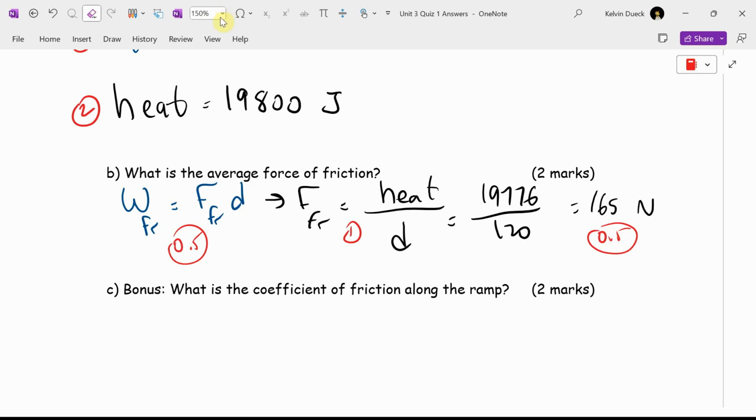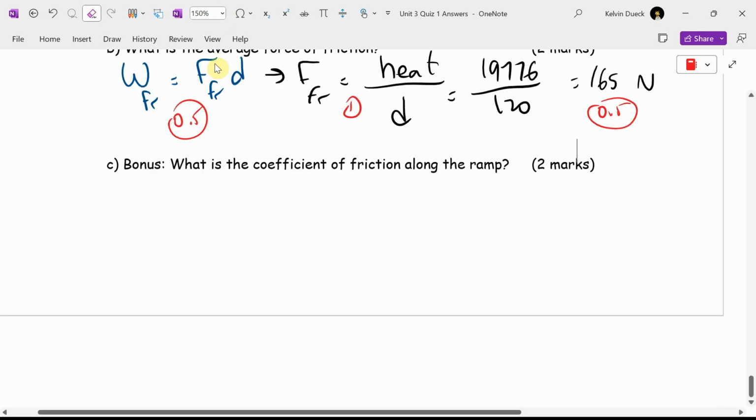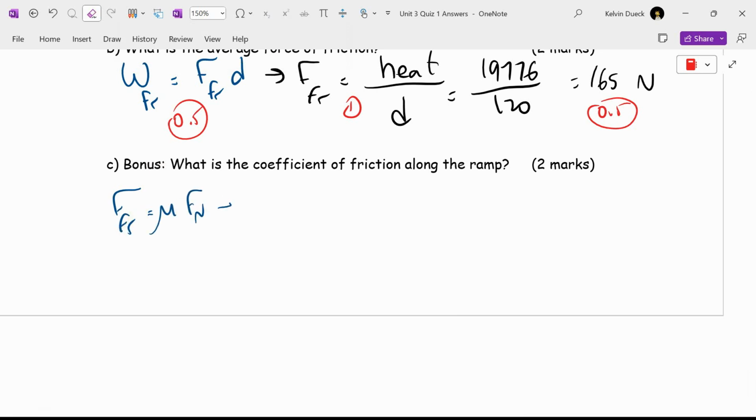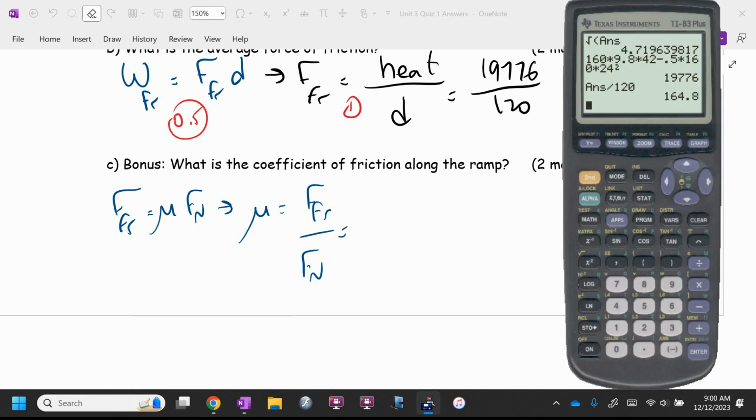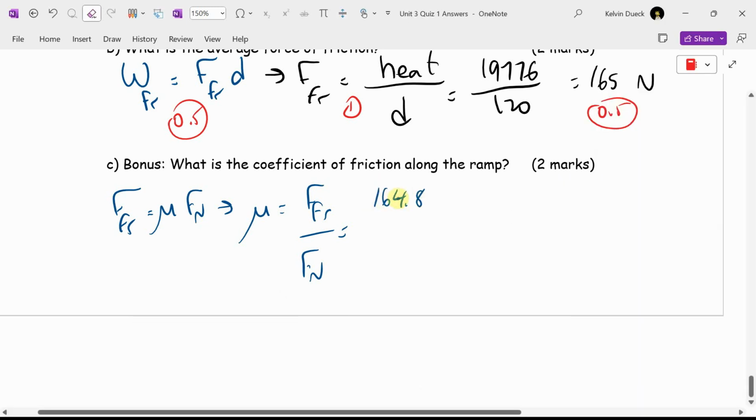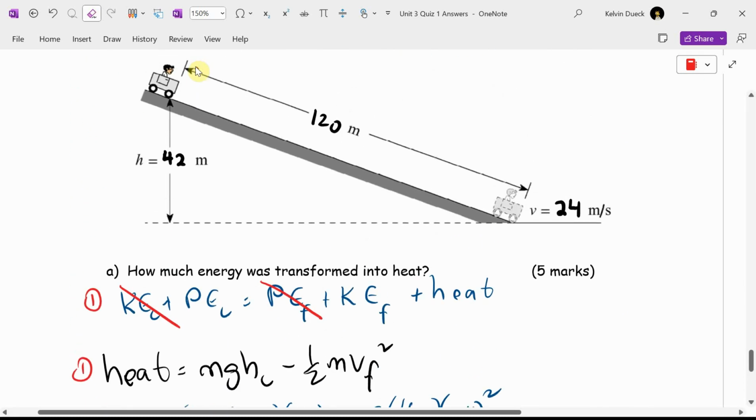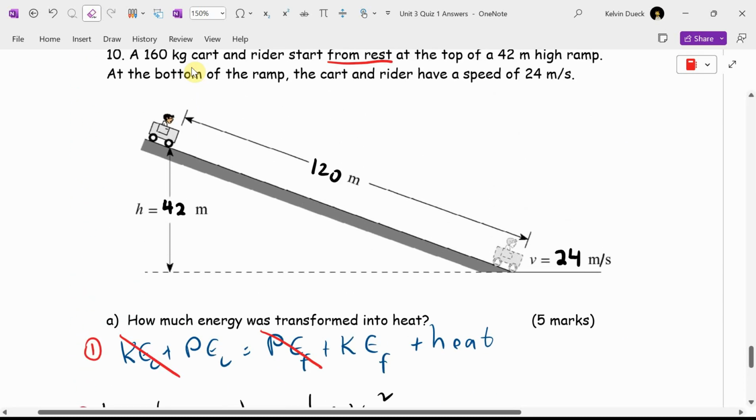A bonus question. What's the coefficient of friction along the ramp? That's a good question. Well, friction is mu times the normal force. So mu is going to be friction divided by the normal force. I just figured out friction is going to be 164.8, but I don't know the normal force. You know what? This is a job for a free body diagram.